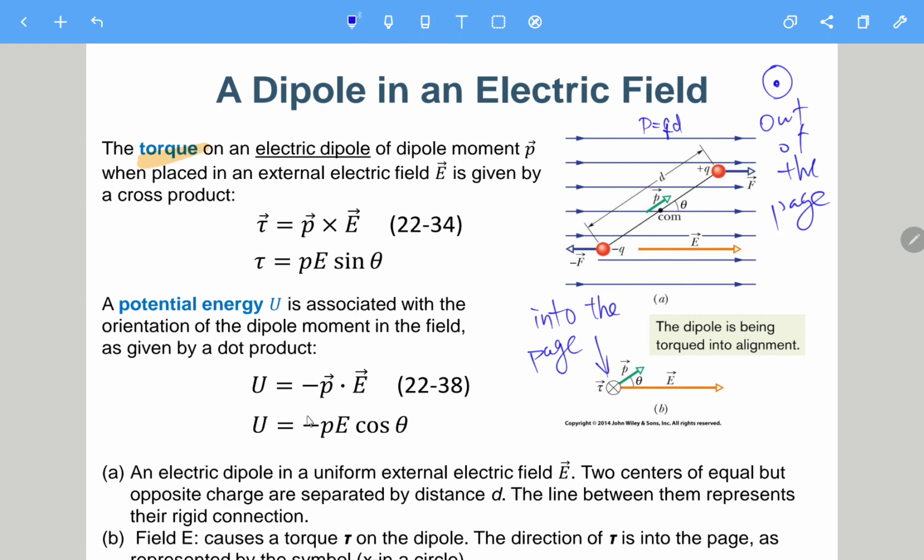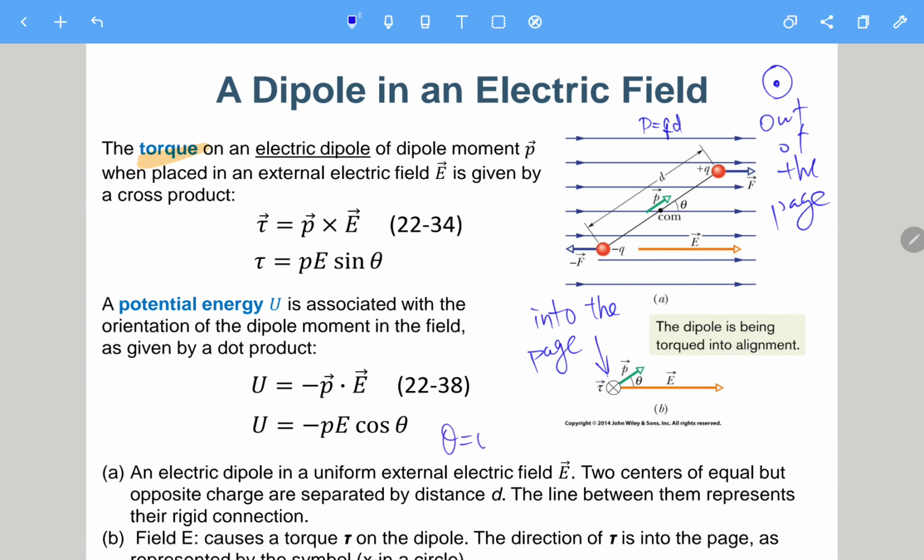So the next part is the potential energy. Related to the torque, we have the potential energy U to be negative P dot E. So this is the inner product, which is P times E cosine of theta, where theta is the angle between the two vectors, and we have a negative sign.